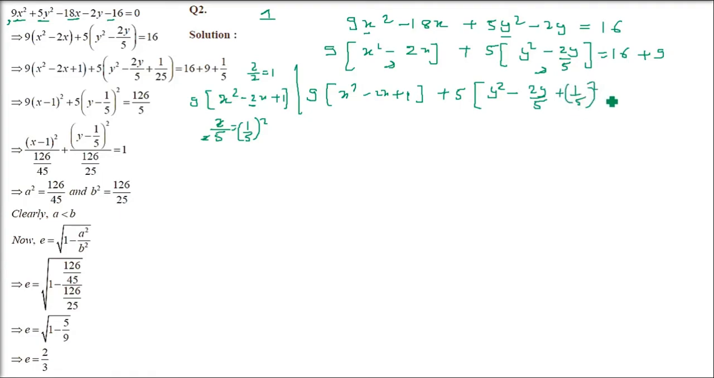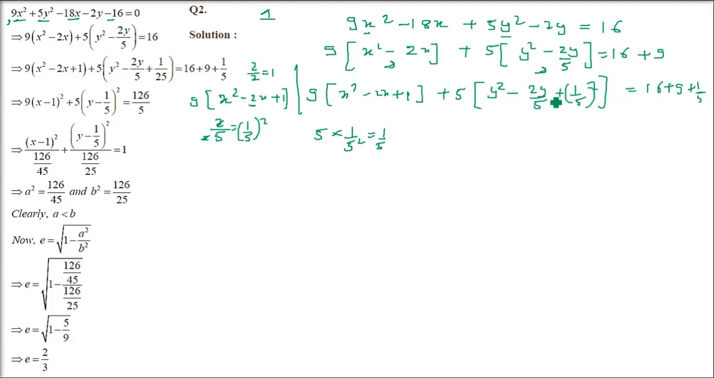So add 1 by 5 whole square, and we have to add this same term on the right hand side, but it is multiplied by 5. I am saying 1 by 5 square is what we got by dividing 2 by 5 by 2. But the scenario here is 5 is already there outside. So if you multiply 5 with 1 by 5 square, you'll get 1 by 5. So this particular term you have to add on the right hand side also. So 16 plus 9, you have to add 1 by 5 on the right hand side.